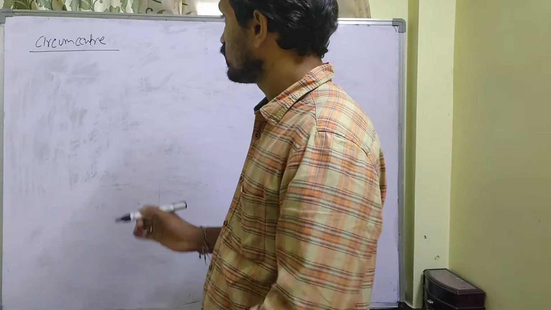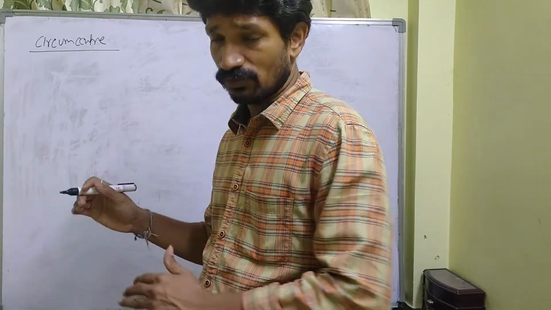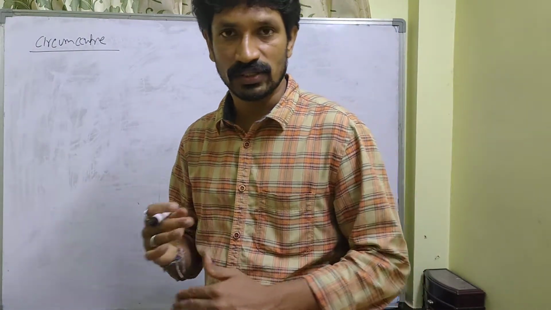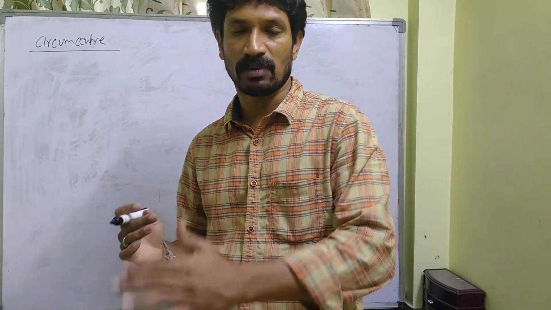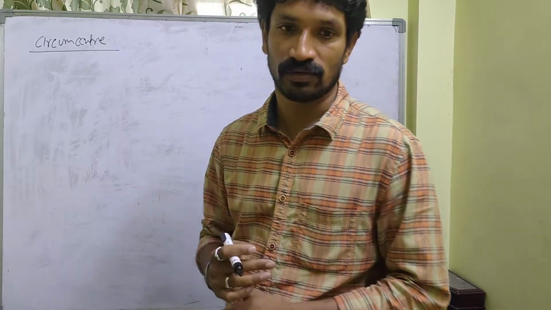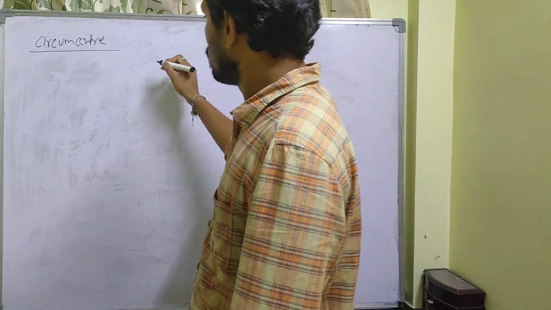See, the circumcenter is formed by the point of concurrence of the perpendicular bisectors of the triangle. It means the perpendicular bisectors of the sides of the triangle. Okay, for suppose, what is a perpendicular bisector?